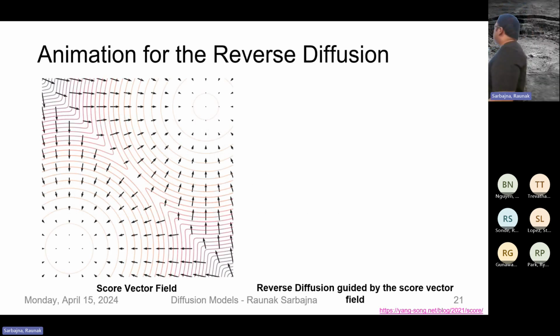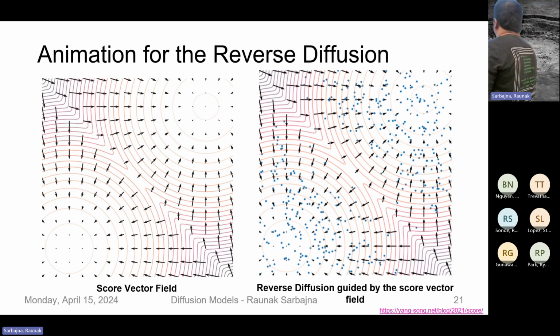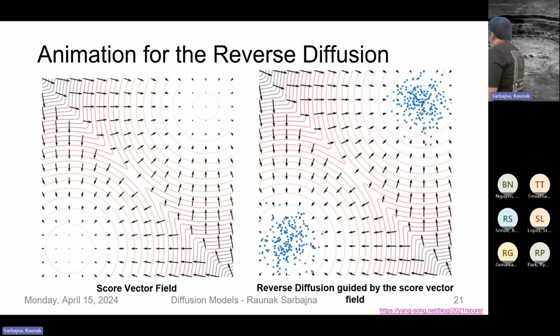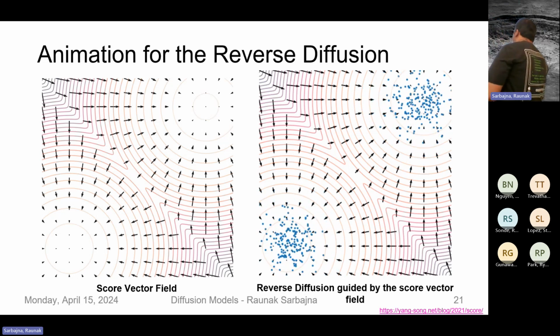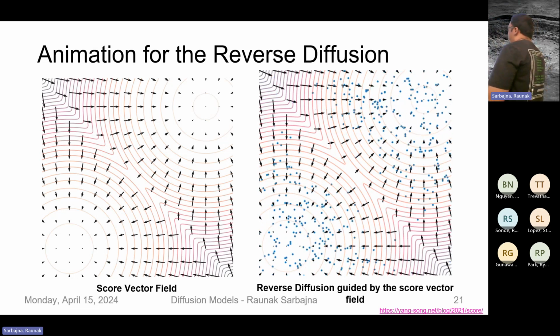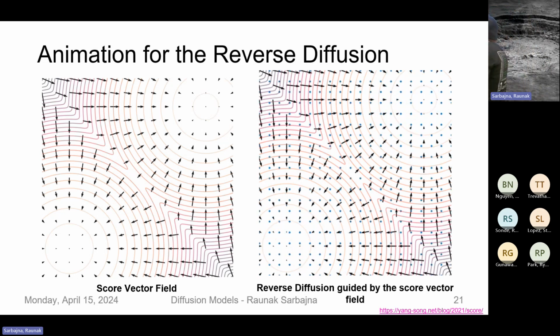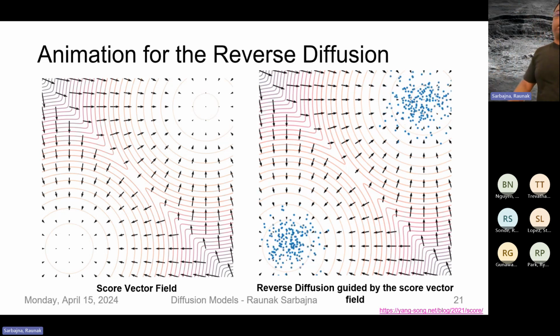So this is your score vector field. This is what it looks like. And then when the reverse diffusion process is working, this is what it does. Right? It is constantly being guided by the direction of the score vector field, because it's a vector field. There are directions, and each and every one of those samples has been guided and taken to the minima, and that's how we are trying to solve it.